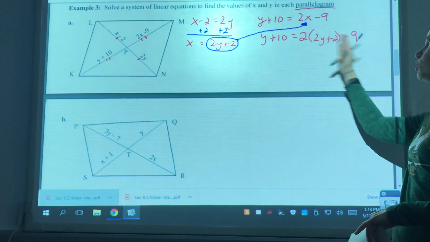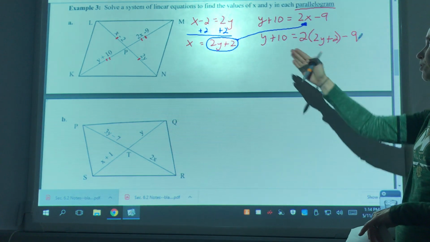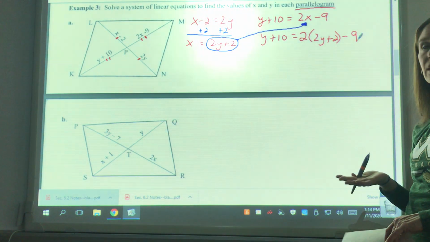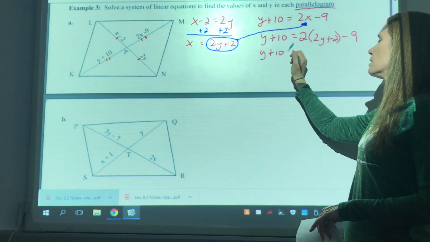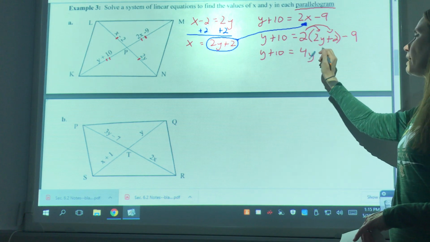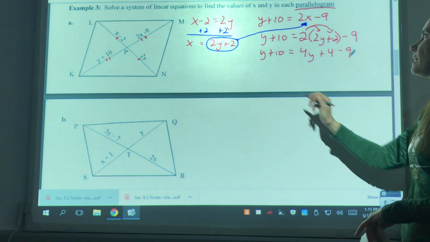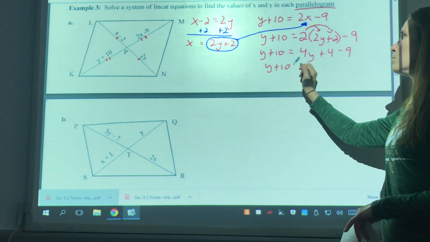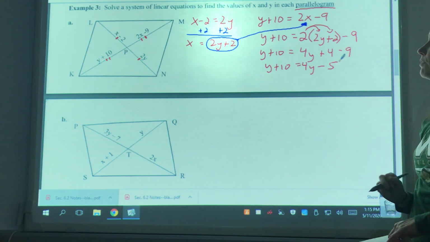As you can see, there's no more x's in my equation. I substituted that out, and now I have all y's in that equation, and that's something I can actually solve. So to solve that, I've got y plus 10 is equal to, I need to distribute this 2, so I've got 4y plus 4 minus 9. I can go ahead and combine my 4 and my 9 together to get minus 5.